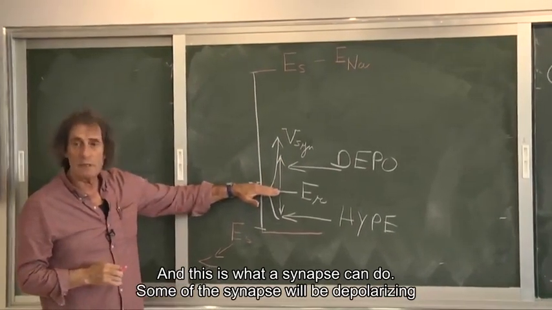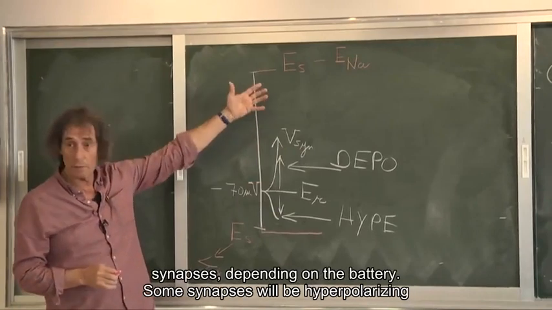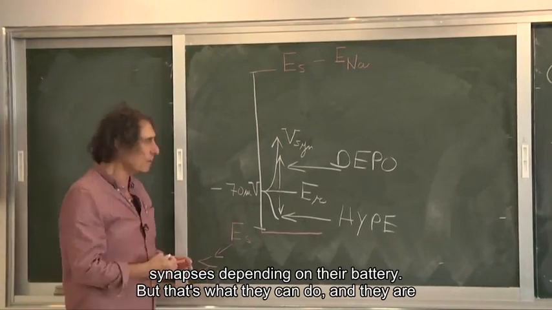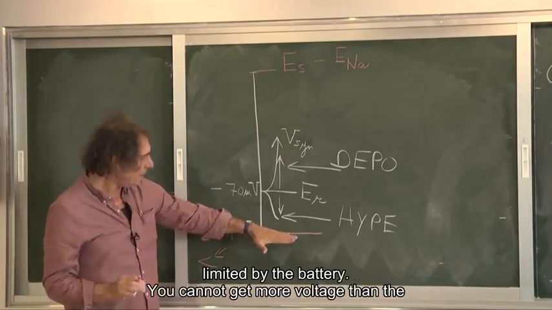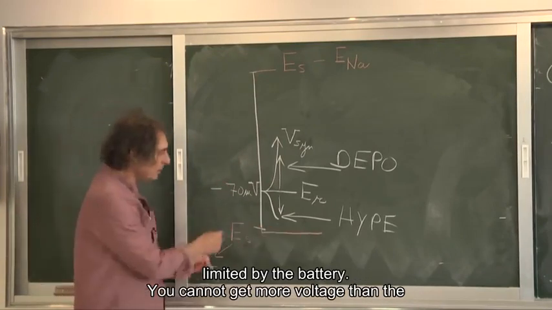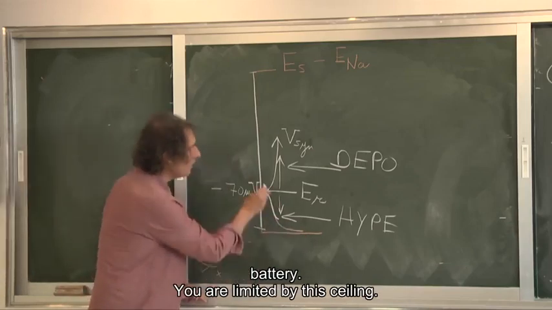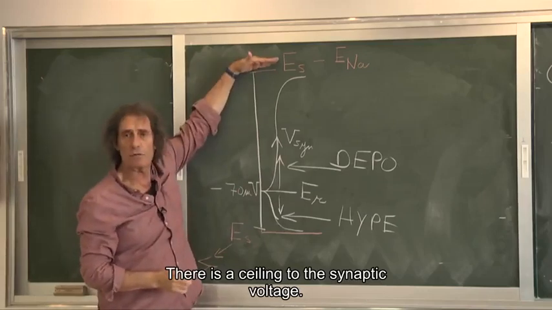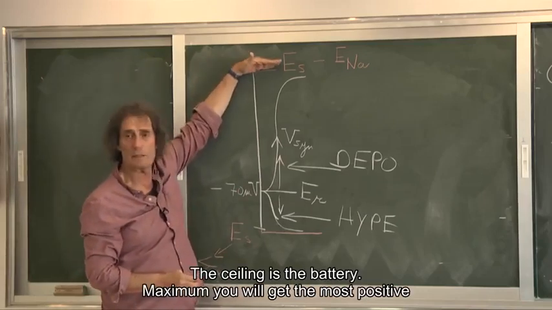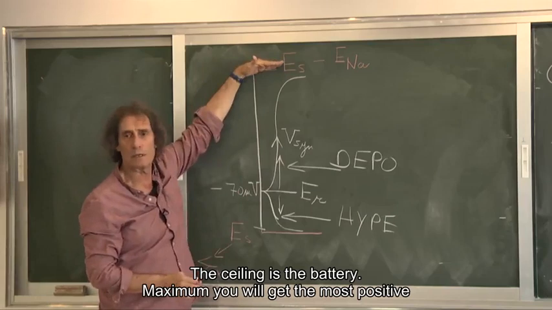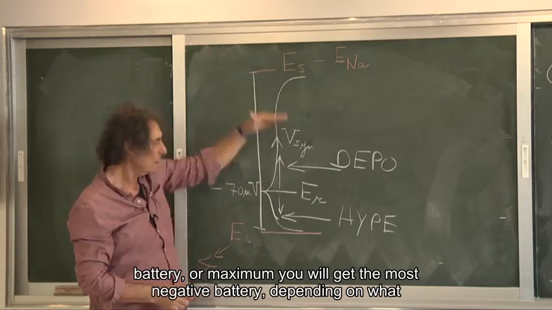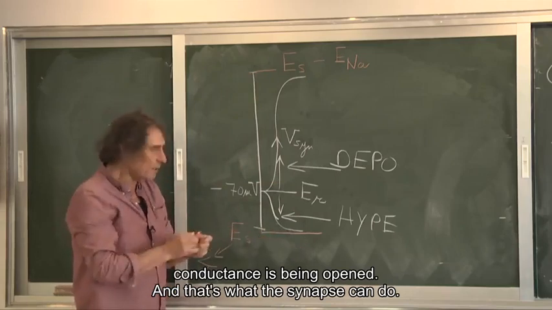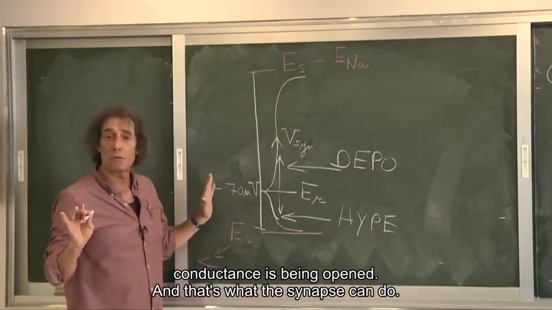Some of the synapses will be depolarizing synapses, depending on the battery. Some synapses will be hyperpolarizing synapses, depending on their battery. But that's what they can do, and they are limited by the battery. You cannot get more voltage than the battery. You are limited by this ceiling. There is a ceiling to the synaptic voltage. The ceiling is the battery. Maximum you will get the most positive battery, or maximum you will get the most negative battery, depending on what conductance is being opened. And that's what the synapse can do.